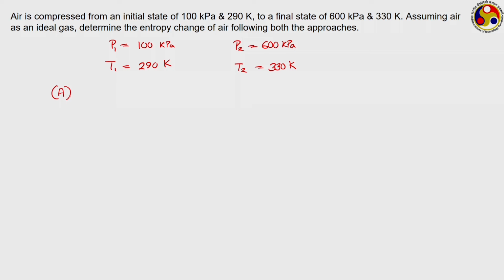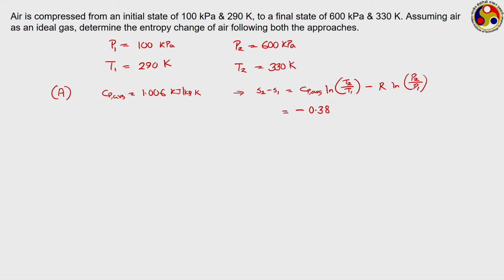If we follow the approximate approach, then we have to choose an average value of Cp. Let us take Cp average for air to be equal to 1.006 kilojoule per kg Kelvin. In that case, S2 minus S1 will be equal to Cp average ln T2 by T1 minus R ln P2 by P1. You can put the numbers here, and the value that you are going to get is equal to minus 0.3842 kilojoule per kg Kelvin, specific entropy. You can see here it is negative, meaning the entropy of the system is decreasing.